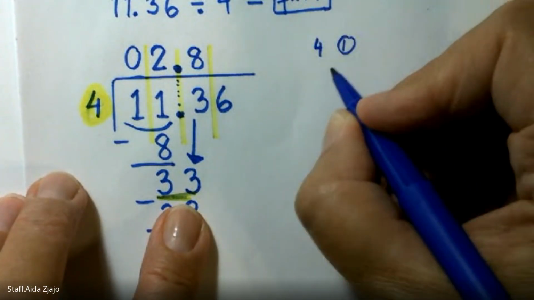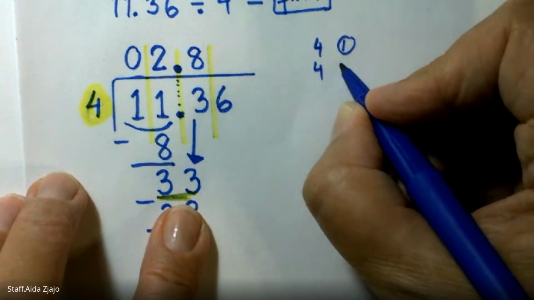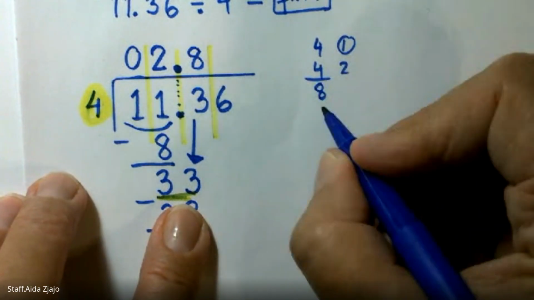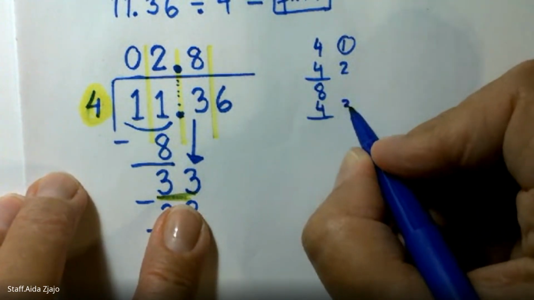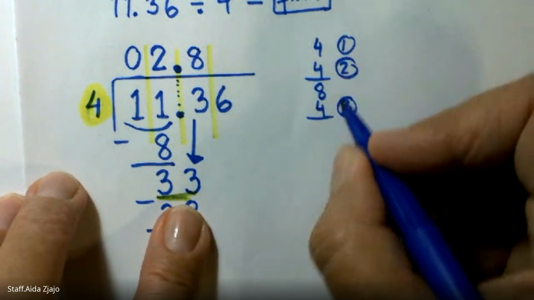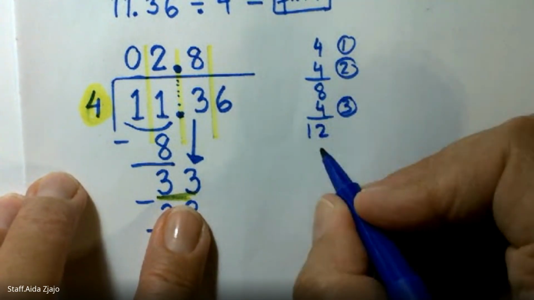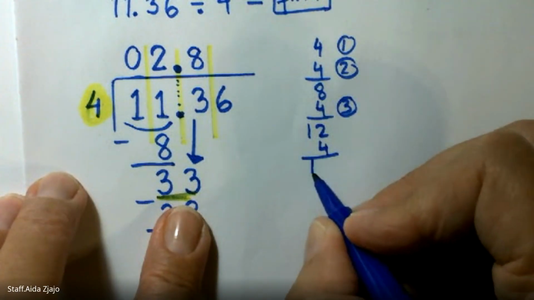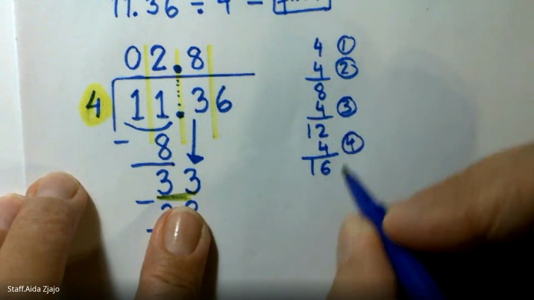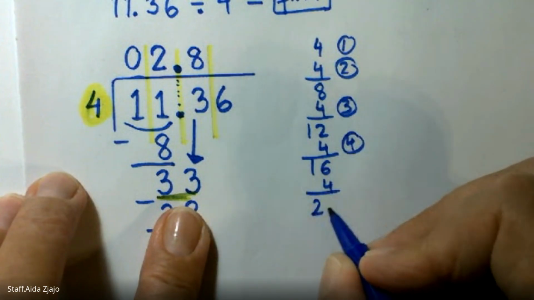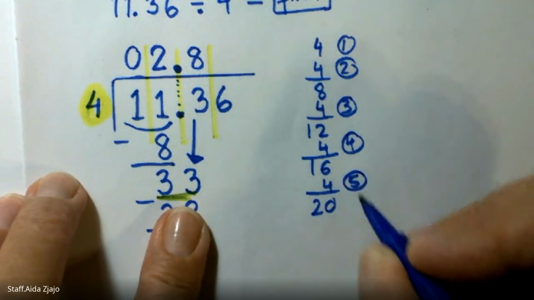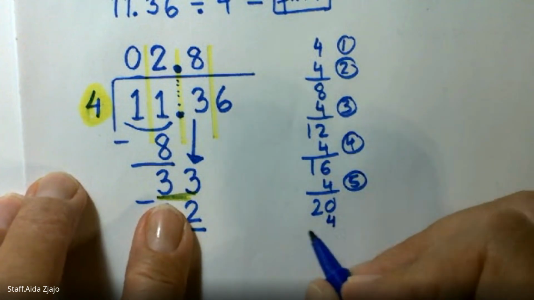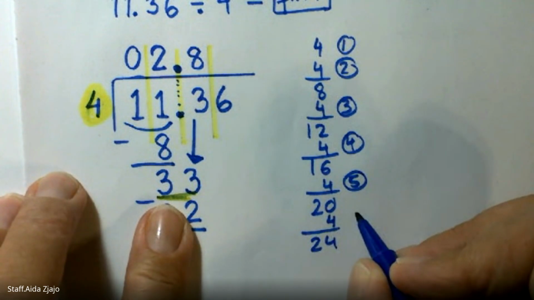4, that's 1 four. If I add one more, that's 2, and then if one more, that is 3, and that's 12, and if I add 4 more, that's 16, and 4 more, that's 20. That's 5. If I add 4 more, that's 24.